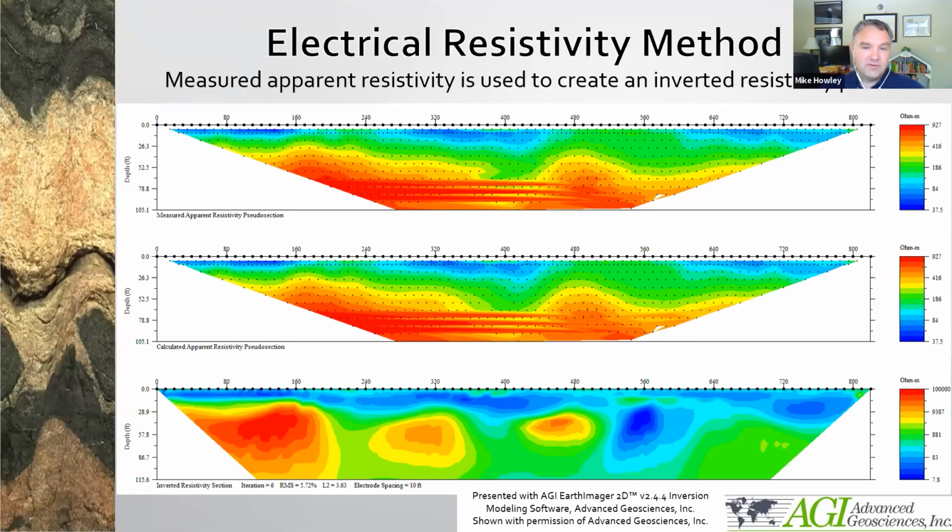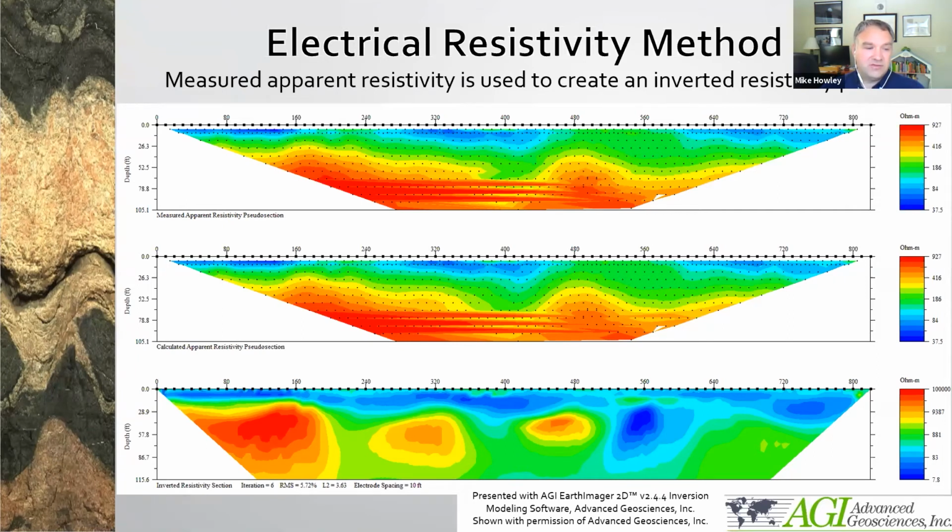The measured apparent resistivity is used to create an inverted resistivity profile. The top panel is the measured apparent resistivity. The middle panel is the calculated resistivity pseudosection, and the bottom is the inverted resistivity profile, similar to a geologic cross-section. This resistivity survey was acquired with 10-foot electrode spacing, 56 electrodes, and 2 rolls of the electrode cables.